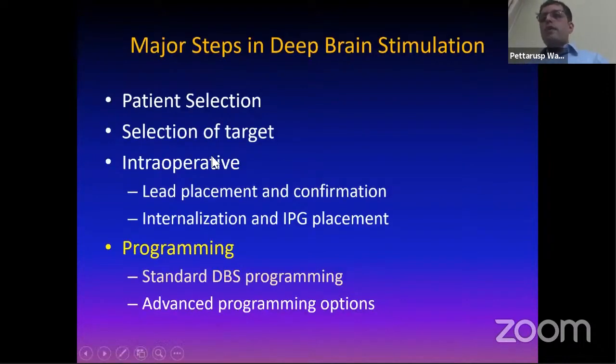So I think in the previous session and this session, you've gone through patient selection. You've selected the right target, decided where you're going to put the electrode. With the intraoperative methodologies that you saw, you have placed the electrode, confirmed its placement, internalization and IPG placement is done. You've done physiological targeting. Now it's time for programming. This programming is going to be broken up into 2 sessions. Today is going to be standard DBS programming, and we're later on going to cover advanced programming options and the future in the next talk, next session, next week.